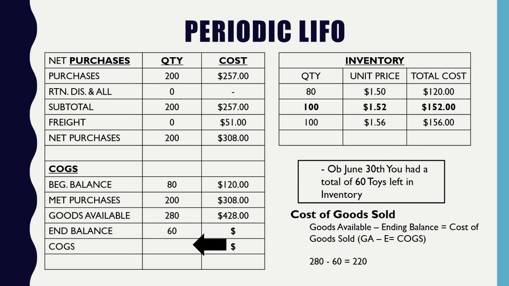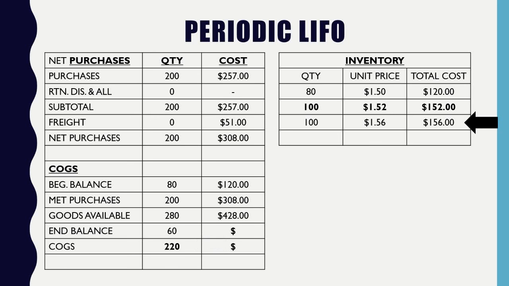But in this case, we are learning LIFO. Because we're learning LIFO, that means when we cost our goods sold, we're going to start from the bottom and make our way to the top. So that's just costing it out. Now, because I recognize I have 280 available and I have 60 remaining, how many units did I sell? 220. 220 is our correct number.